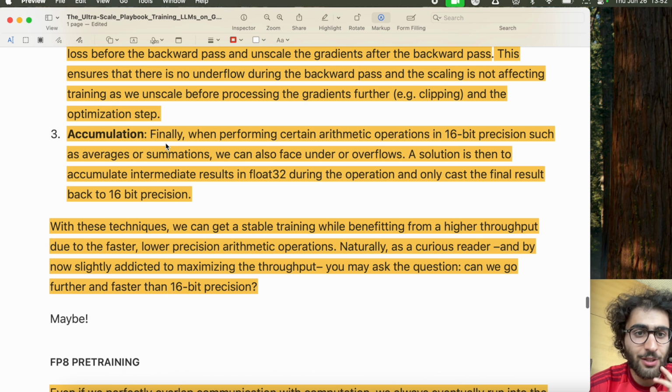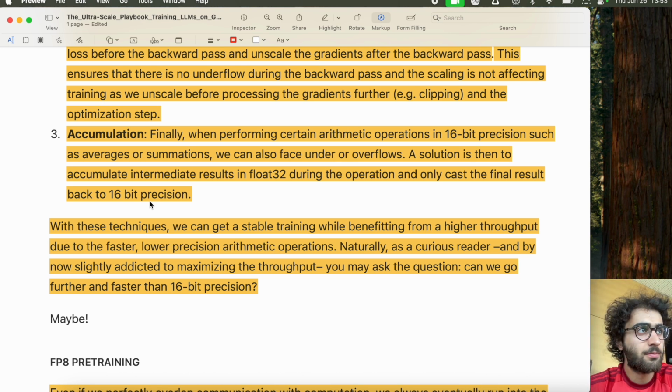And then thirdly, we have accumulation. So when performing certain arithmetic operations in 2-byte precision, such as averages or sums, we also face under/overflow issues, and this is why we do gradient accumulation in floating point 32 precision. And therefore the solution is to do this, and then only cast the final result back to 16 precision once we have accumulated all the gradients.